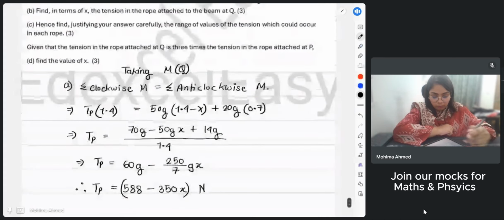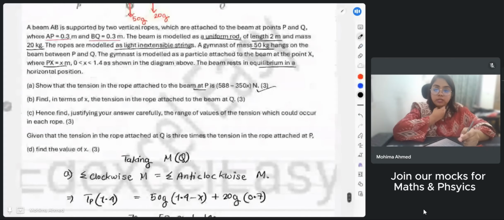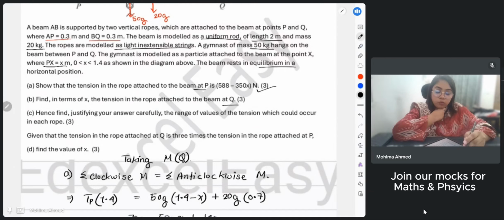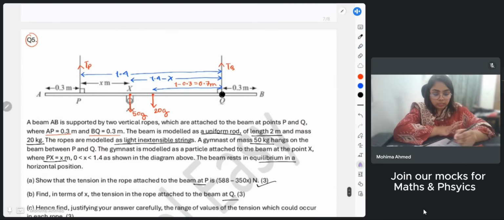For part B, it says that in terms of x, find the tension in the rope attached to the beam at point Q. So if you're trying to find out the value for TQ, in that case, I'm going to consider taking the moment from point P. In that case, all the lengths should also be taken from point P. So from this point P to the gymnast was already x. From point P to Q was 1.4, and from P to the center is again going to be 0.7, right?